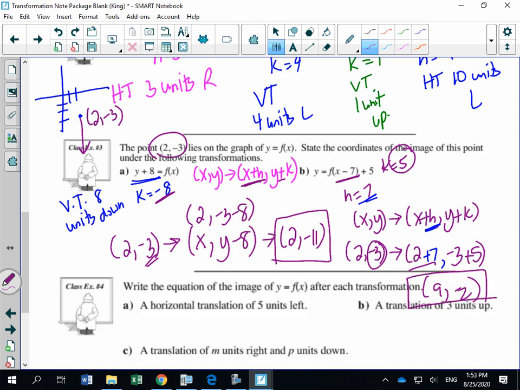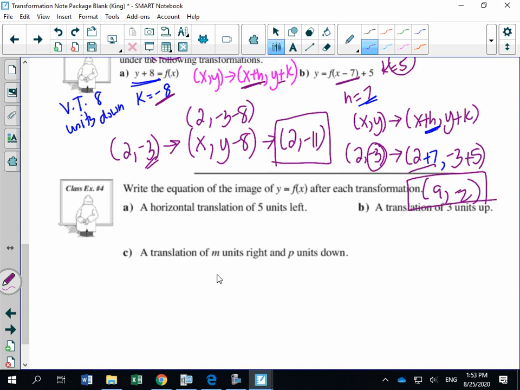Okay. Class example number 4. Write the equation of the image after each transformation. Okay, so horizontal translation of 5 units left. H is equal to -5. Okay, so H is equal to -5. That would be Y is equal to F. Horizontal is within the function. It would be X plus 5. So remember that a horizontal translation, we always write the opposite in here. If it's going 5 units left within our equation, it's X plus 5. So that would be your answer for A.